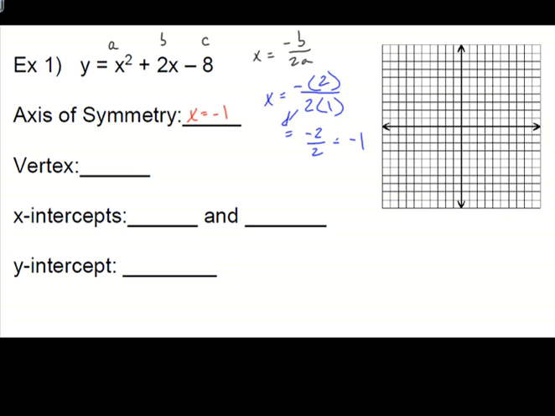So going over here to my graph, I'm going to go to negative 1, and put a nice little dash line, vertical dash line going straight up and down.